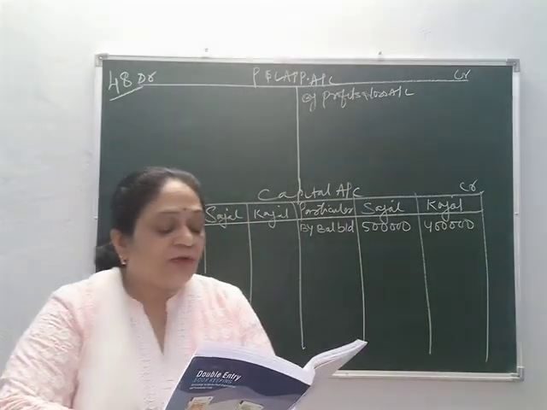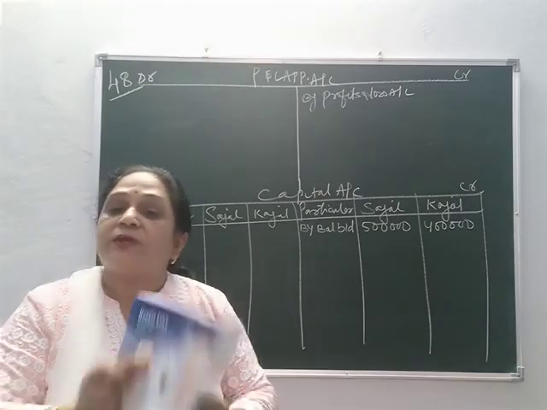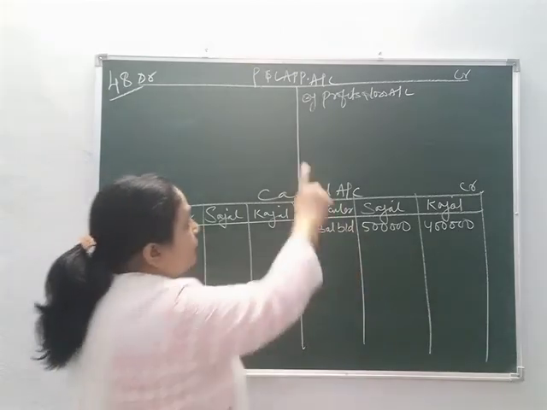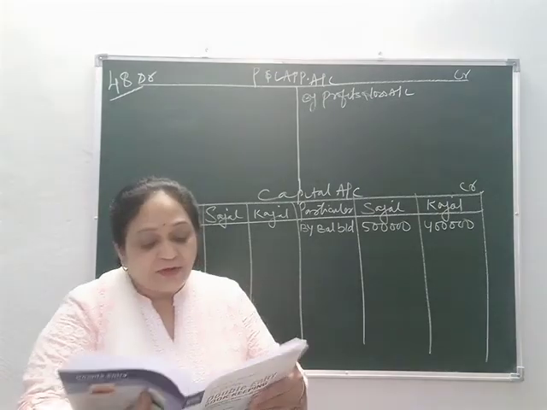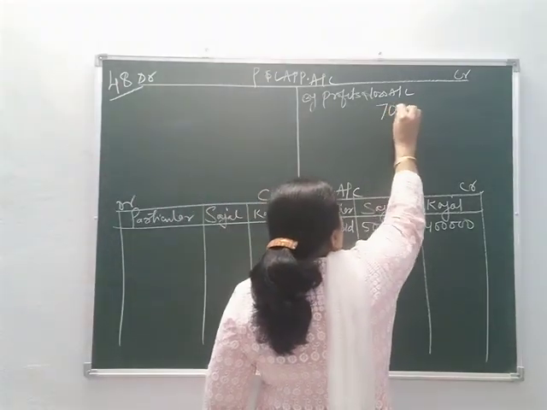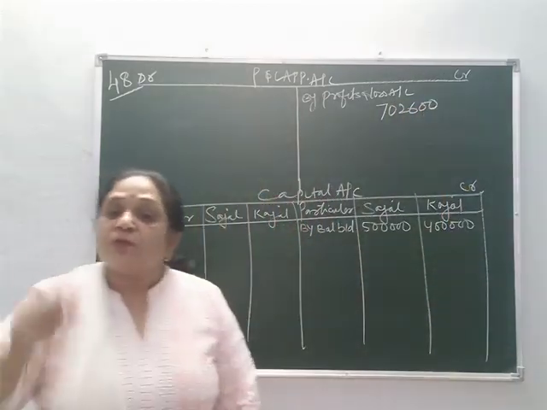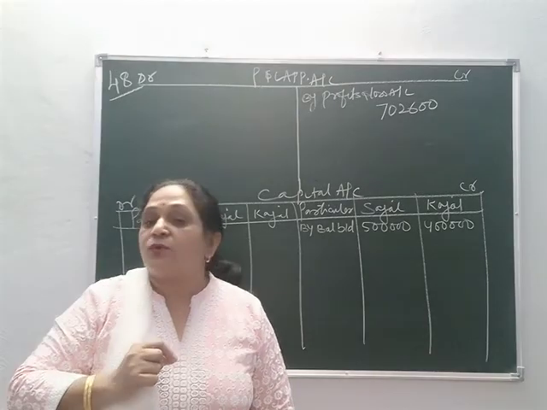Interest on loan advanced by Kajal for the whole year, loan amount being rupees 3 lakhs. This is the loan amount of 3 lakhs. The profit for the year which is given at the last, that is 7 lakh 2,600. This we will first record in the inner column. 7 lakh 2,600. Why?